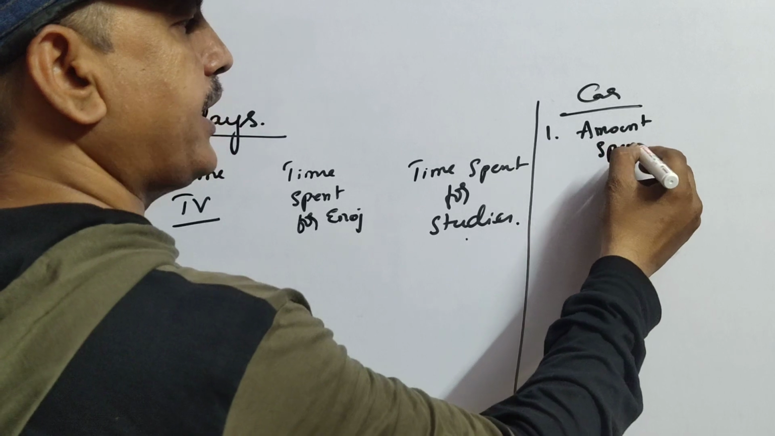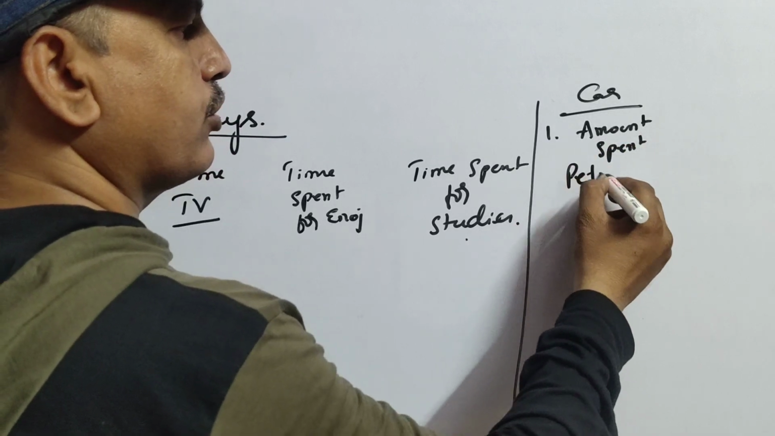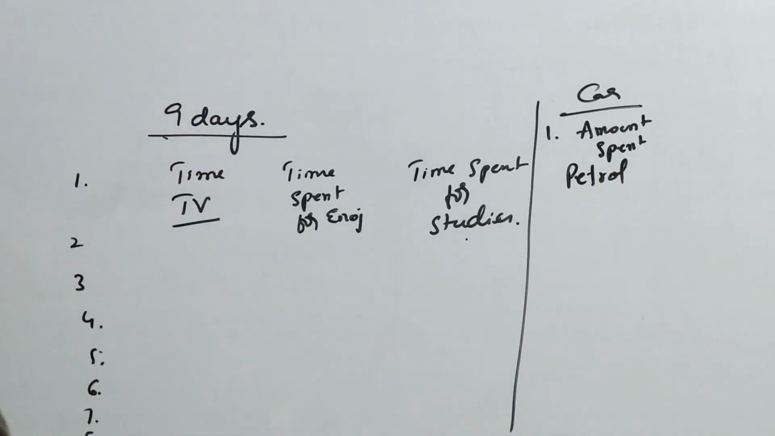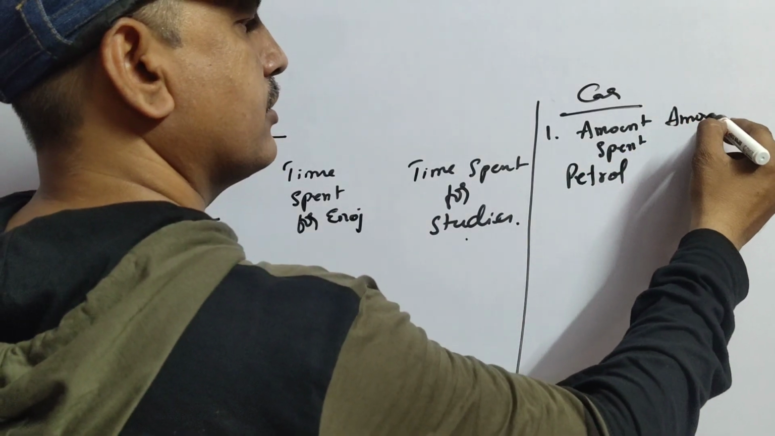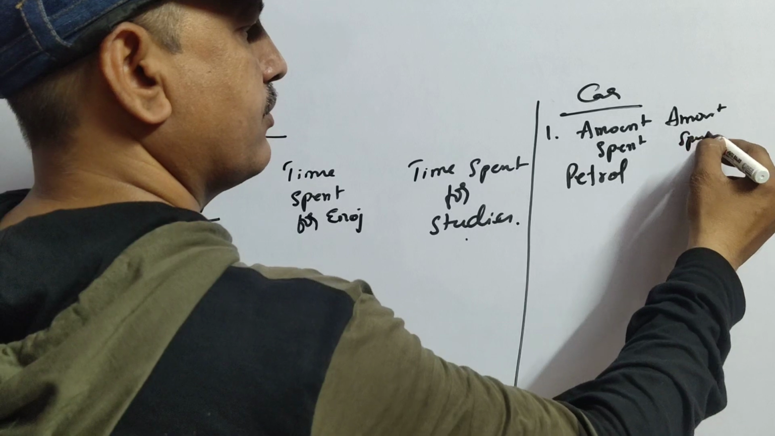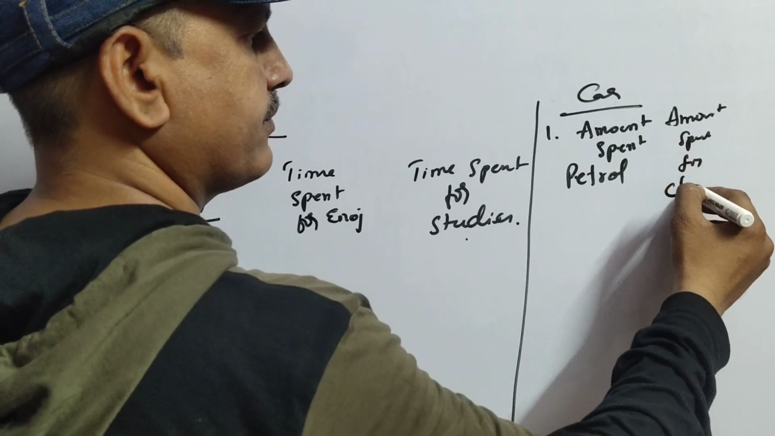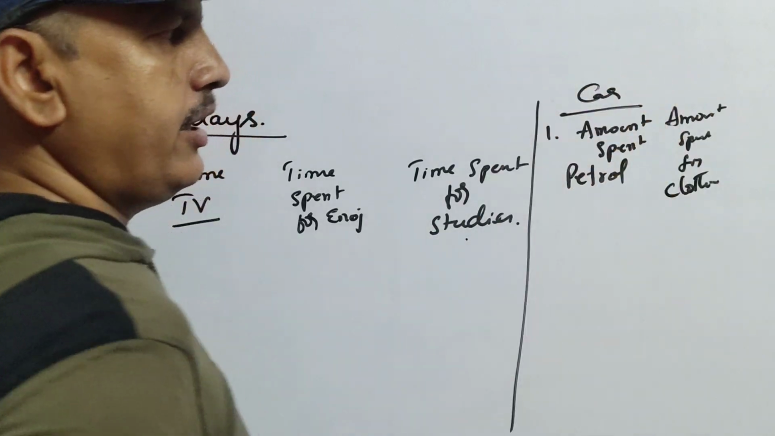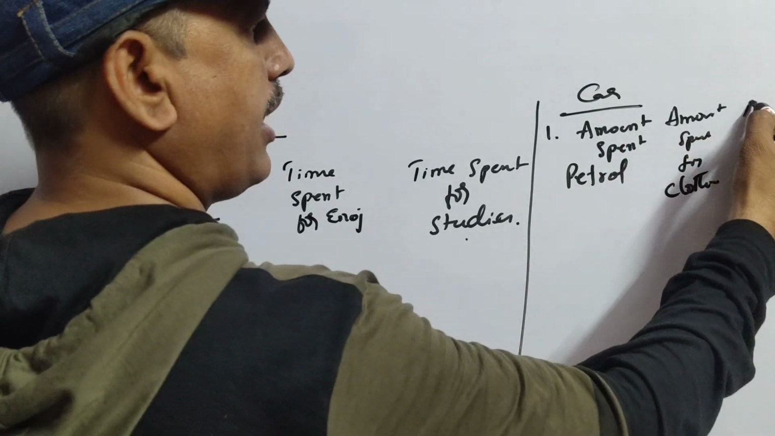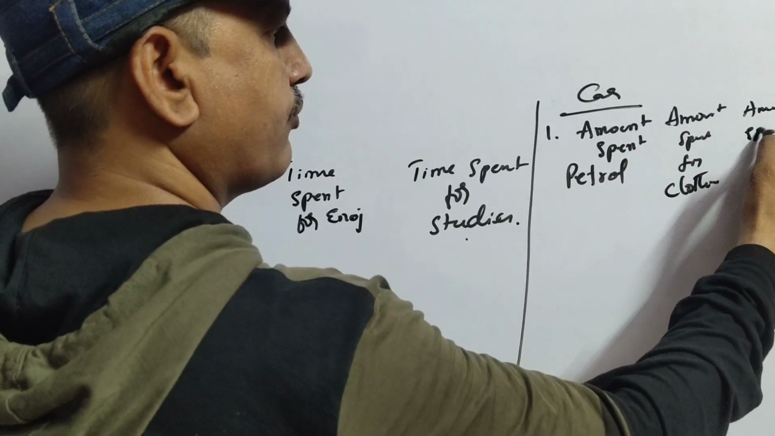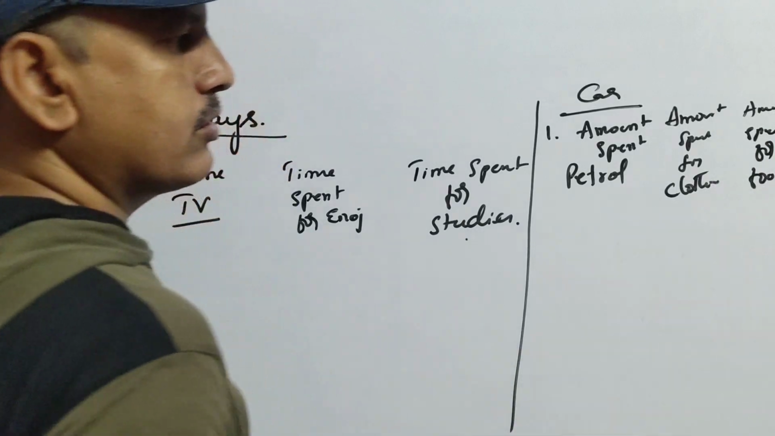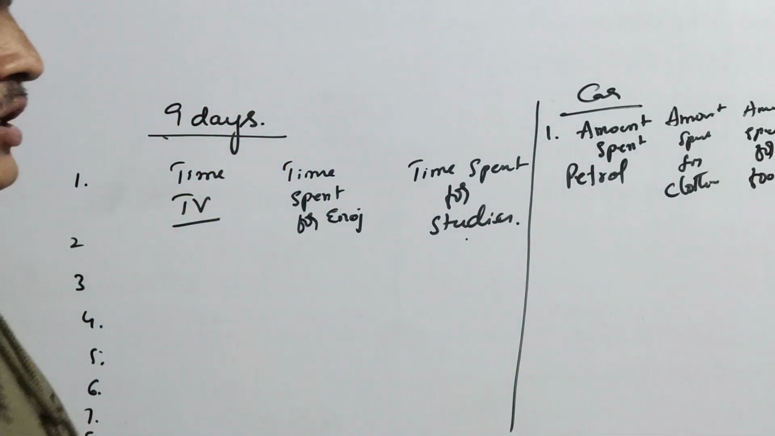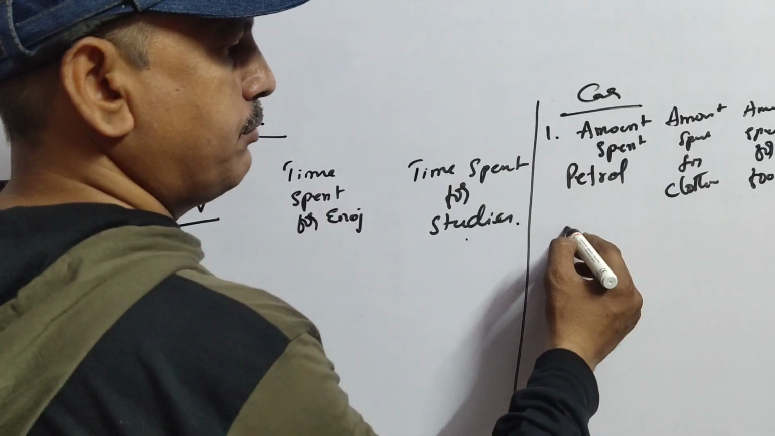Amount spent for petrol. Amount spent for clothing. Okay. Next, third column: amount spent for food. And the last column is miscellaneous.